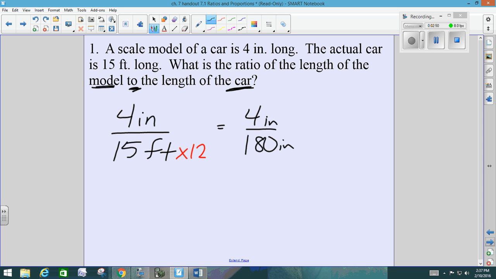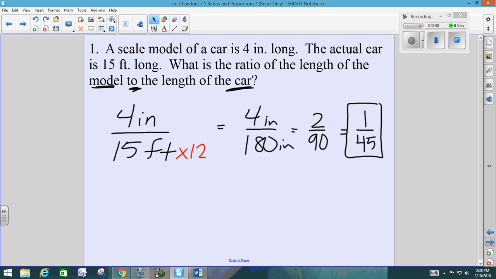Now can I reduce it? Yeah, they're both even numbers, right? Well, it means 2 goes into it, so 2 over 90. Can I reduce that one? Good, 1 to 45. So compare like quantities, they have to be of the same unit of measure as well.